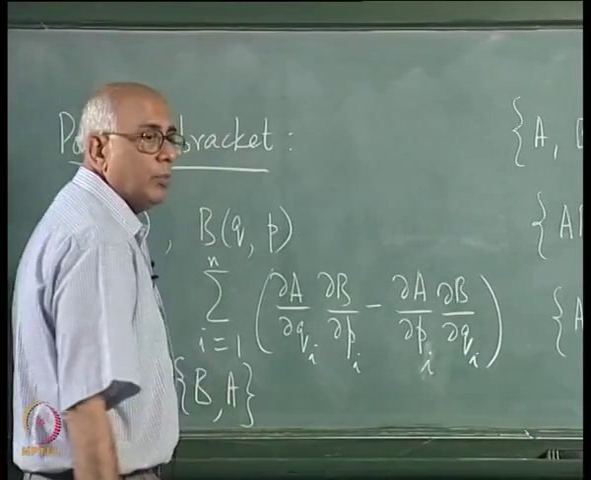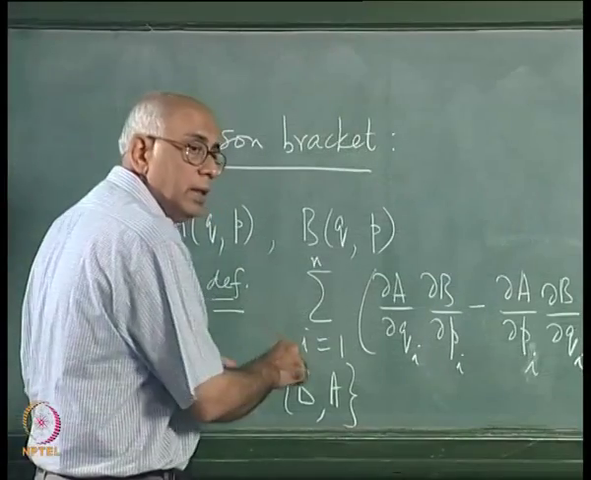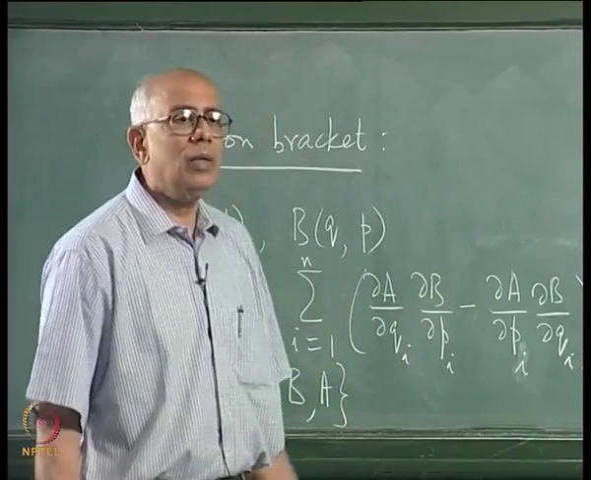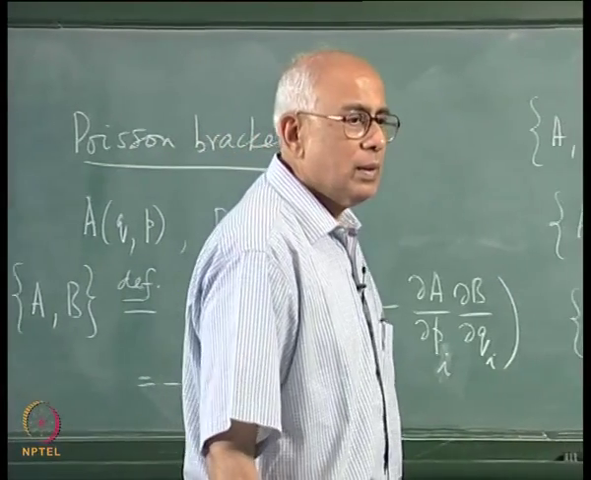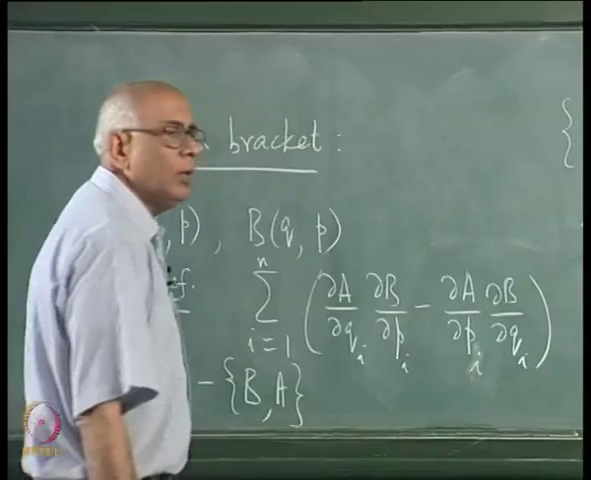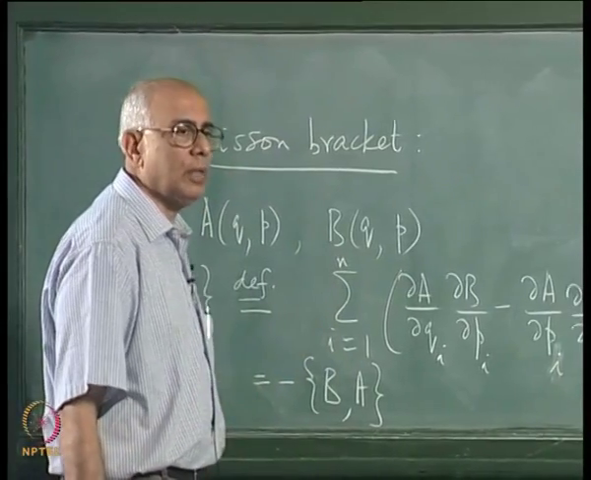It has the antisymmetry property and it has the property that A with B plus C is A with B plus A with C. Does this remind you of something? Does this structure remind you of something? These four properties, do they remind you of anything else? Any other example where you have exactly the same sort of properties?